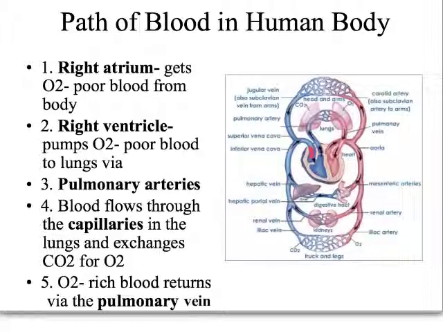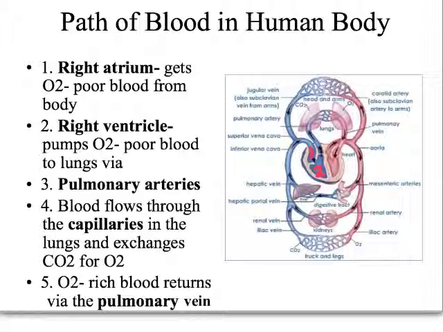And the right atrium is going to get oxygen poor blood from the rest of the body. So the blood that comes in is not going to be very high in oxygen. It's going to be higher in carbon dioxide, okay, because it's coming from the rest of the body. Now, from the right atrium, it gets pumped to the right ventricle, which is down here. And the right ventricle is then going to pump the blood to the lungs.